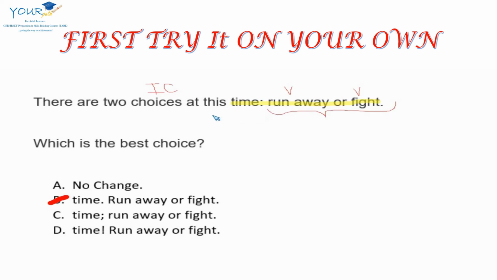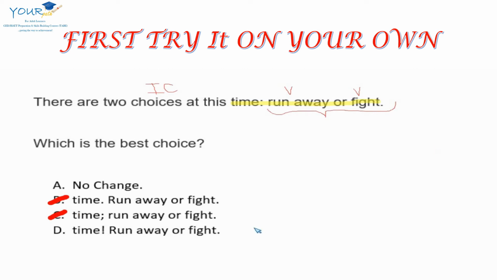And usually when you use a semicolon, you actually have two independent clauses that are closely related, okay, or the ideas are closely related, and so you'll use a semicolon. That is not the case here, and so we're going to eliminate option C as well.